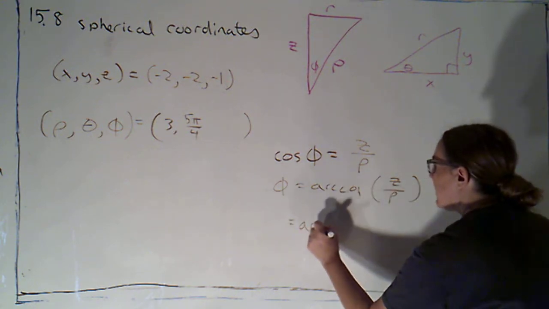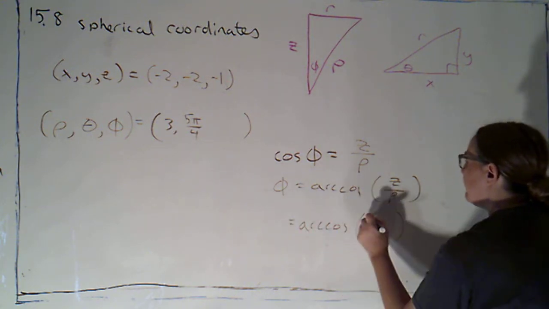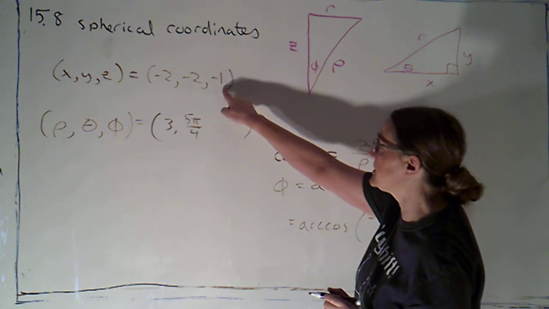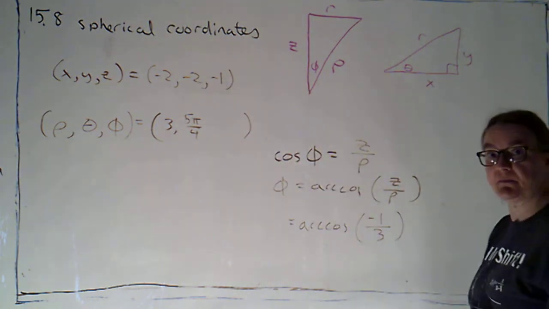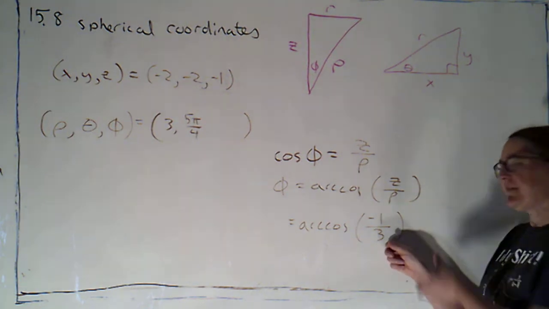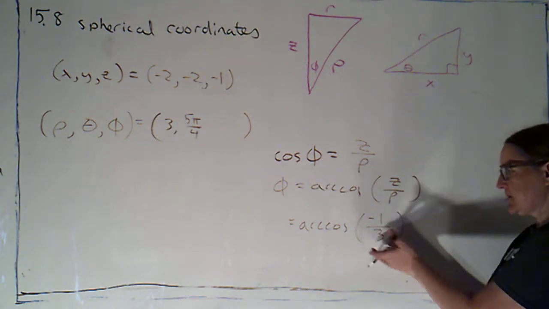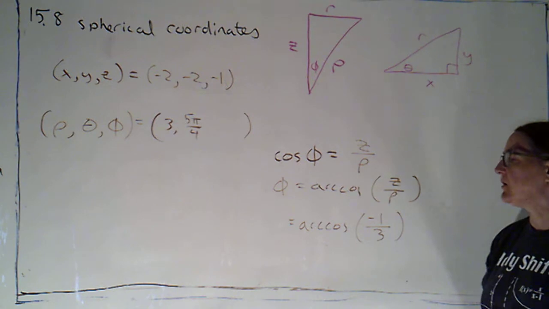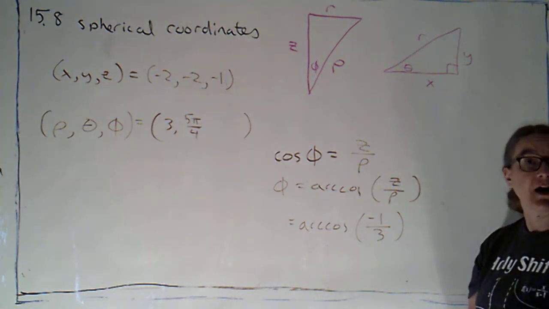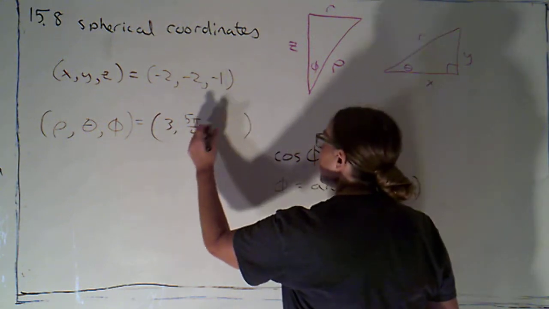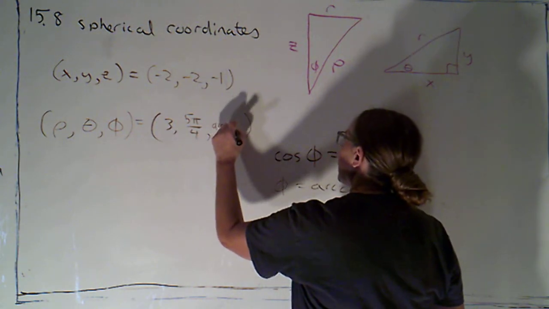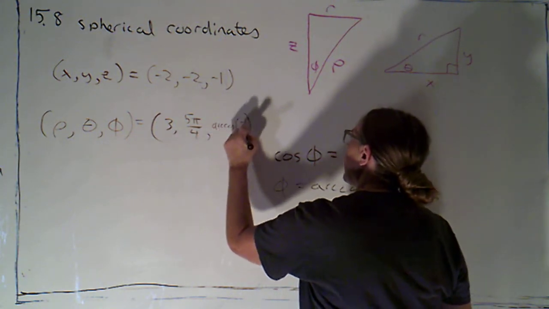And so that's going to be arc cosine of -1, because our z was -1, and we just figured out that rho was 3. Now, if that was cosine of one of our nice angles, pi over 3, pi over 4, or pi over 6, I would expect you to evaluate it. It's not, so we simply leave that as arc cosine of -1/3.